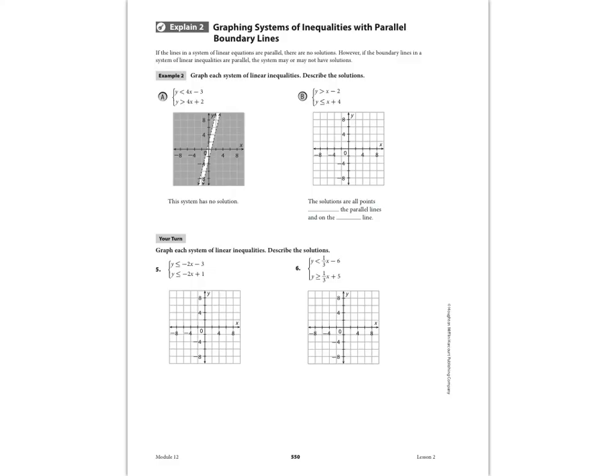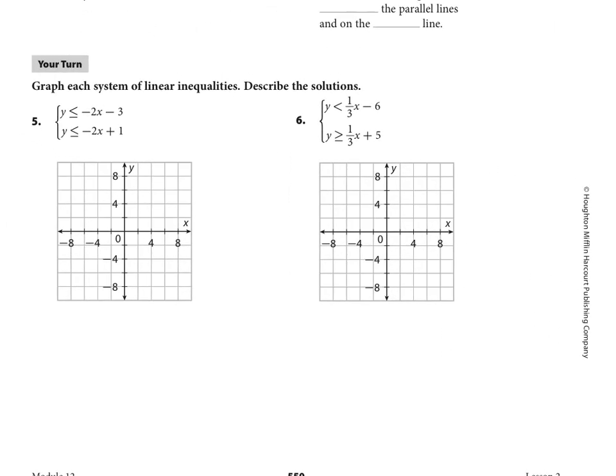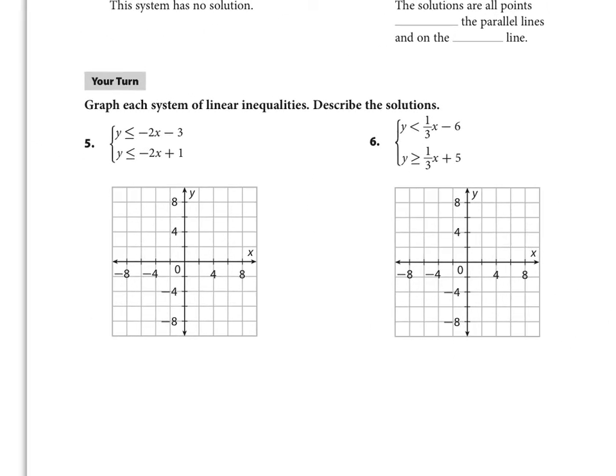Okay, I'm just going to show you one of these here, and if you'd like to try the other one, I'll have that solution up as well. So on the bottom of the next page, let's take a look at number 5. I'm just going to graph these pretty quickly and shade it using the same exact process that we did on the previous problems. So y is less than or equal to negative 2x minus 3.